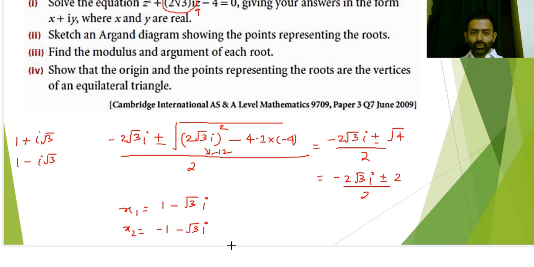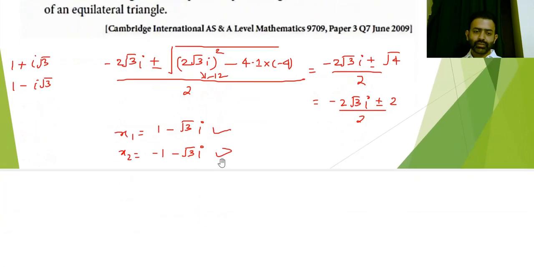Fine. So these are the roots, and it says that we have to give the answer in the form of x plus iy. So we have given it in the form of x plus iy, where the value of x is 1 in this case, and the second is minus root 3. Okay, the second part says to sketch on an Argand diagram showing the points representing the roots. So now we have to plot these points.